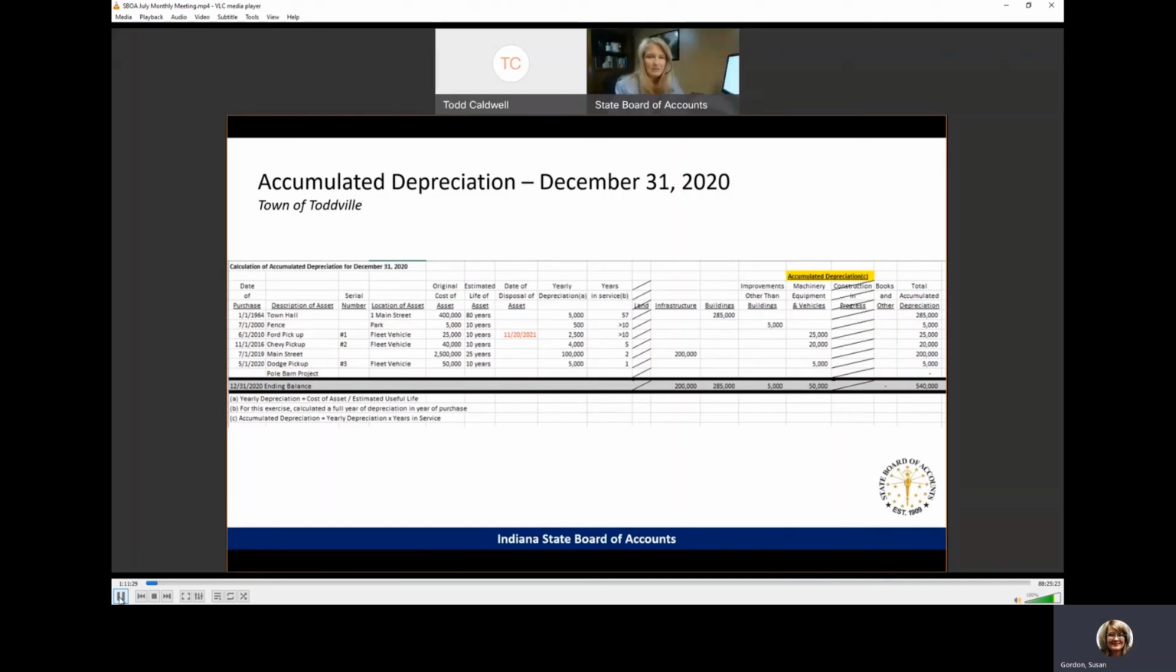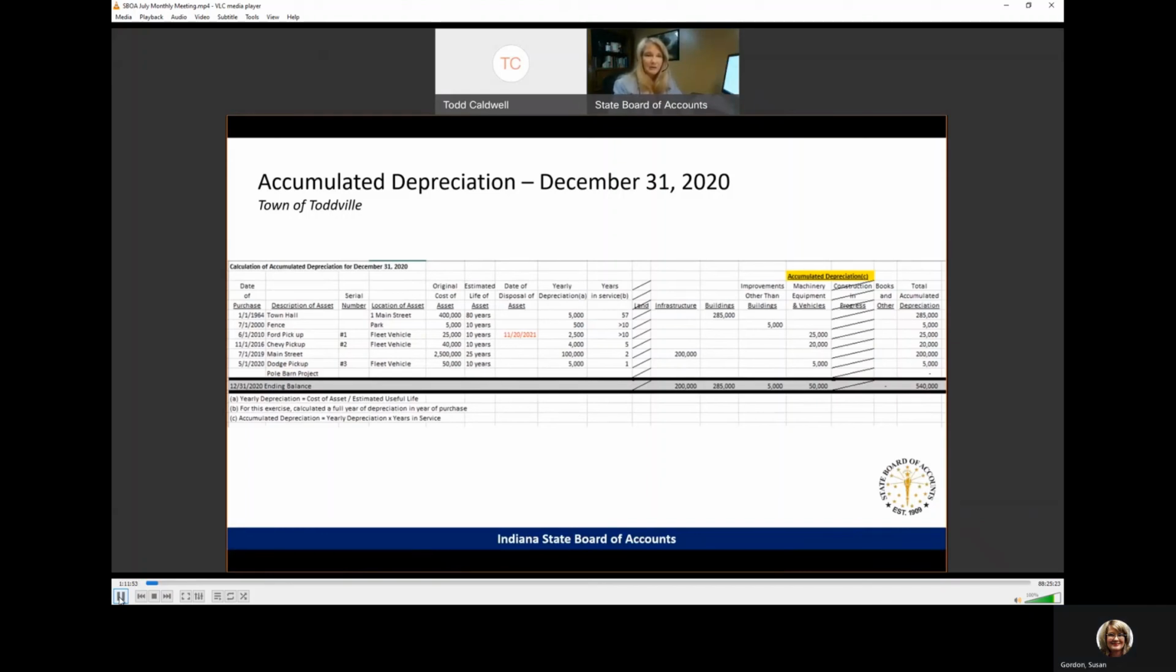Okay, and then you can see the total here. Just added all of those up so that I know how much my accumulated depreciation is in infrastructure, how much is in buildings, how much is in improvements other than buildings, machinery and equipment. I didn't have anything in books and other, and my total accumulated depreciation for all assets is $540,000.